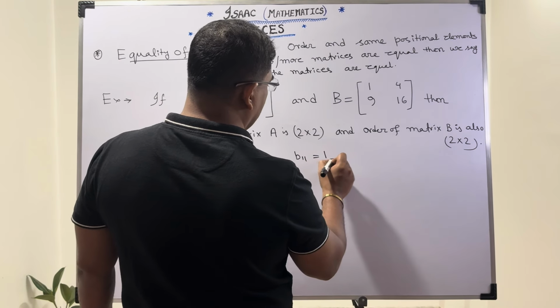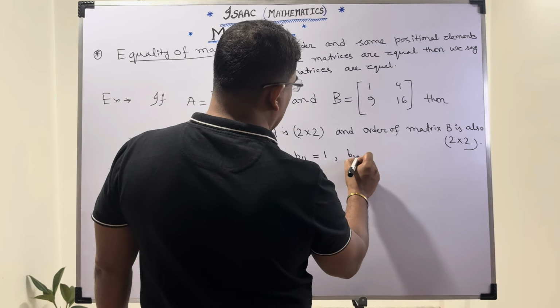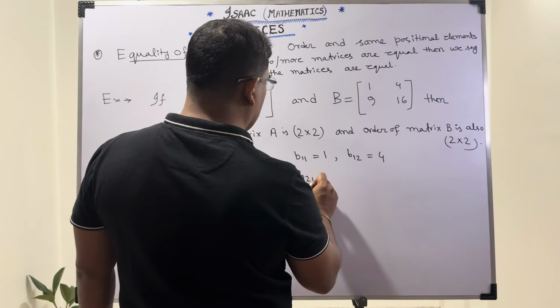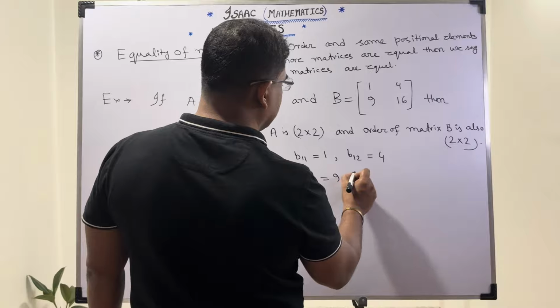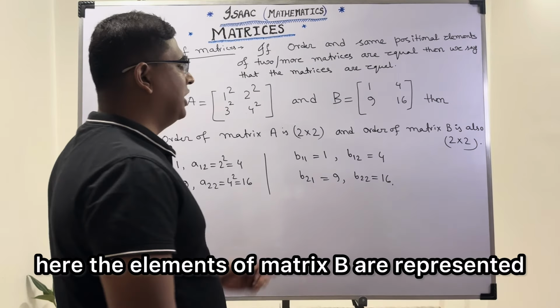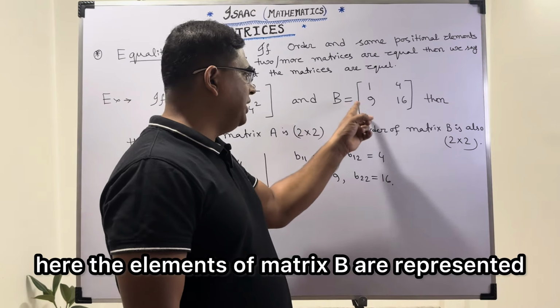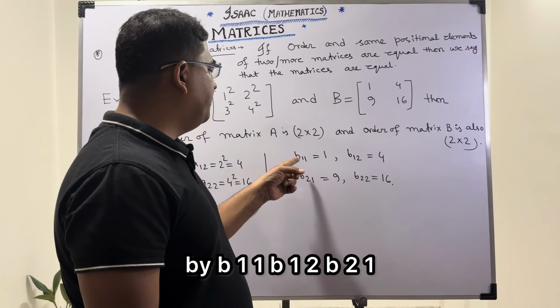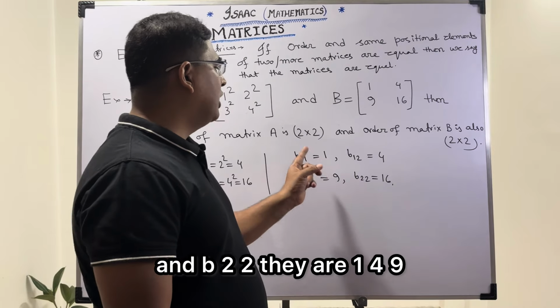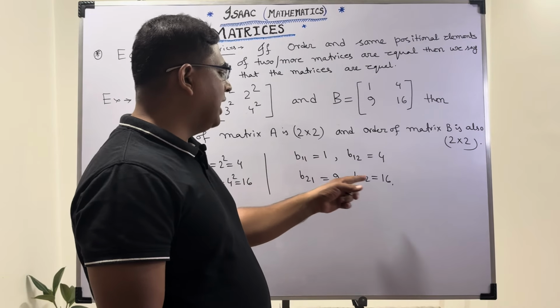B11 equals 1. B12 equals 4. B21 equals 9. B22 equals 16. Here the elements of matrix B are represented by B11, B12, B21 and B22. They are 1, 4, 9 and 16.